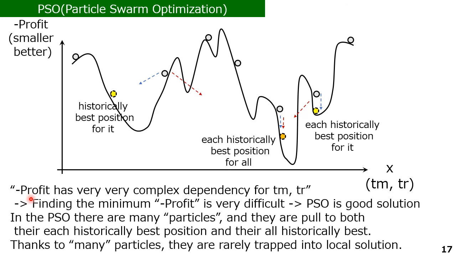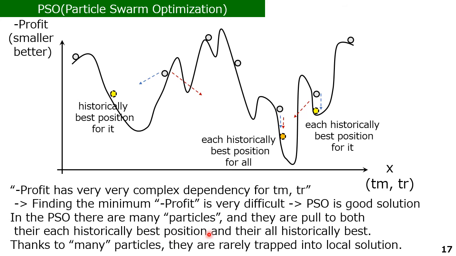The profit of TAs has a very complex dependency on TM and TR. So finding the minimum of minus profit, that is, the max profit, is very difficult. So PSO, particle swarm optimization, is a good solution. In PSO, there are many particles, and each is placed at its own historical best position. For example, this particle is put this way. This is its historical best position.